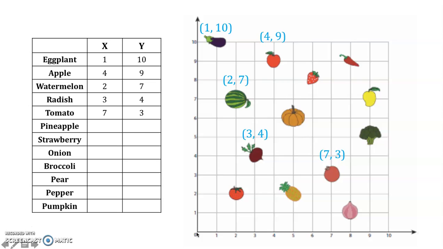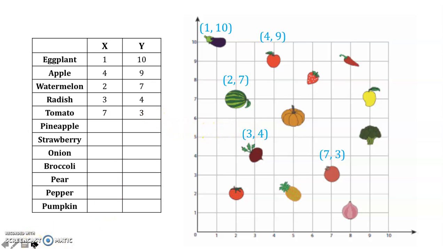Starting at the origin, we're going to move as many units on the x-axis as necessary. It looks like that's 7 units on the x-axis. And then we're going to drive as many units as necessary, which looks like 3. Our ordered pair is (7, 3). Translate that into our data table.